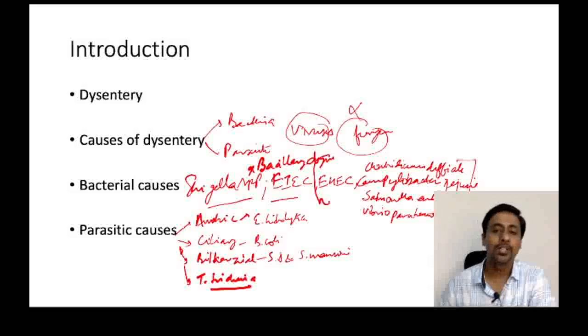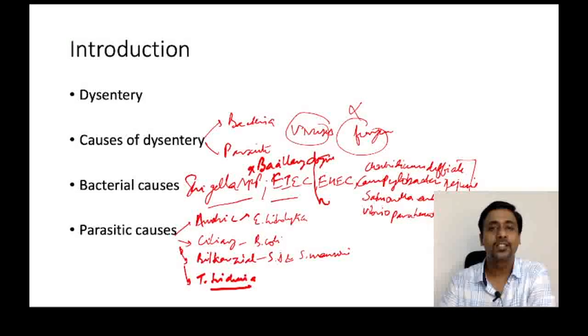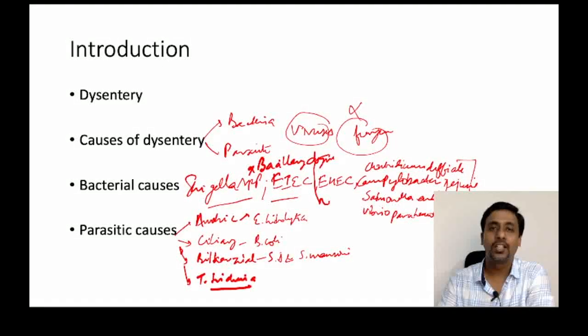Just to remember in this slide, dysentery cannot be caused by viruses and fungi, and there are only bacterial and parasitic causes of dysentery. In bacterial and parasitic, the two important causes of dysentery are bacillary dysentery and amoebic dysentery, and the rest of the causes are not very frequent.